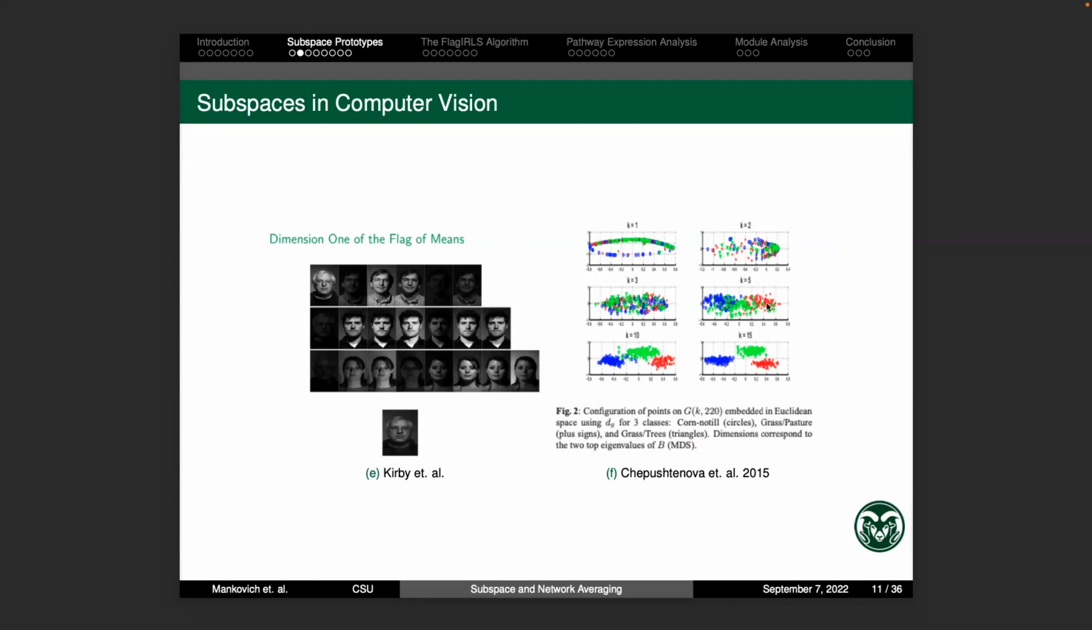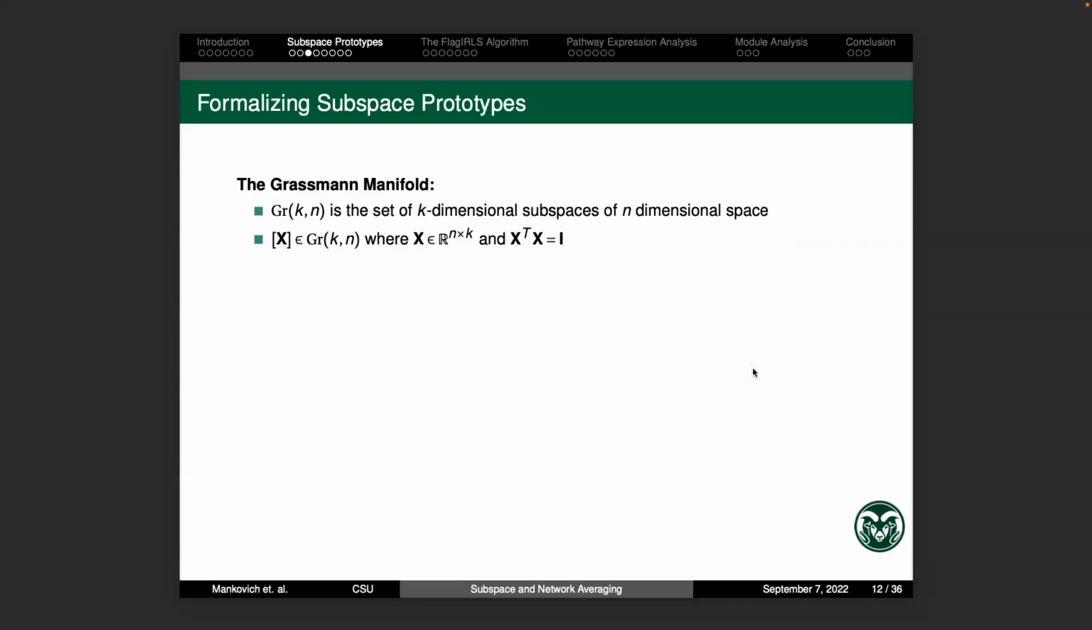So once you hit 5, we see more separation. Once you hit 10-dimensional subspaces, you see almost perfect separation. And by the time you hit 15-dimensional subspaces, you're actually able to separate between these different crop types. So the idea is that these higher dimensional subspaces capture more variance in your data or in the individual classes of data points, and you're able to actually separate your data. So subspaces are useful, especially with computer vision data. Okay, so now we're going to formalize these subspace prototypes.